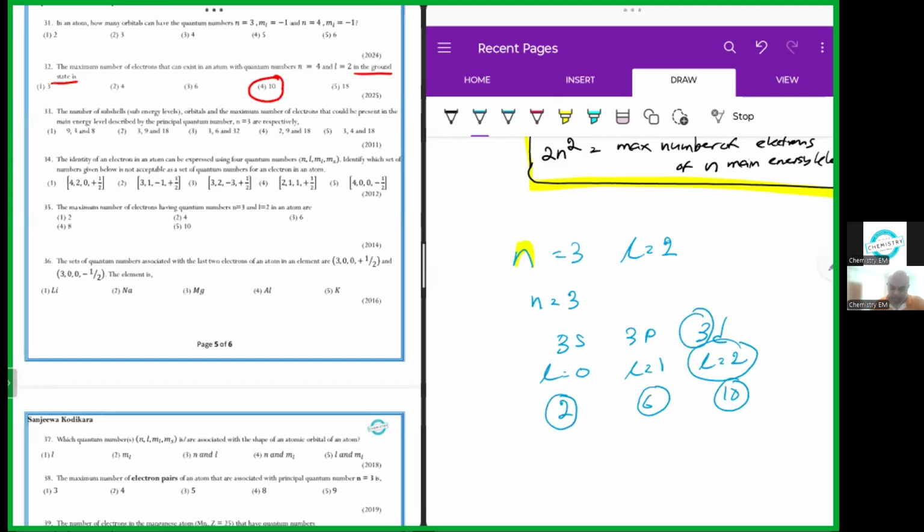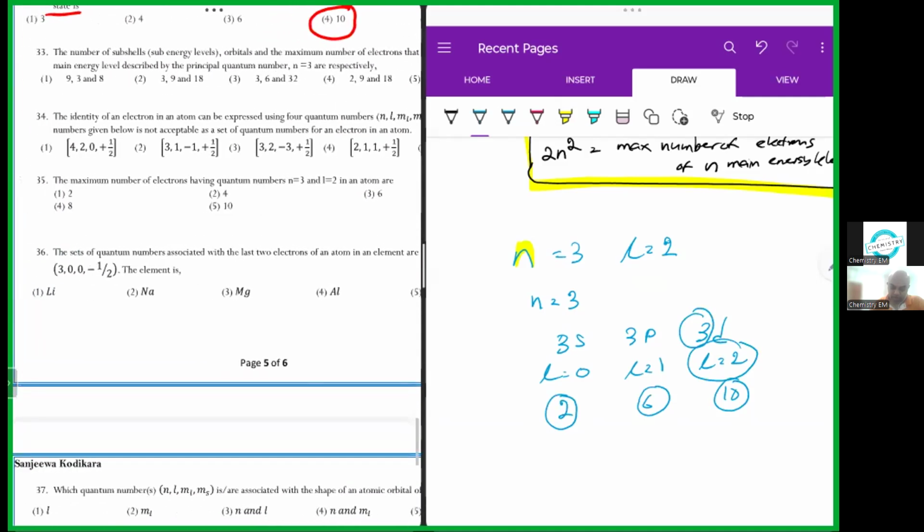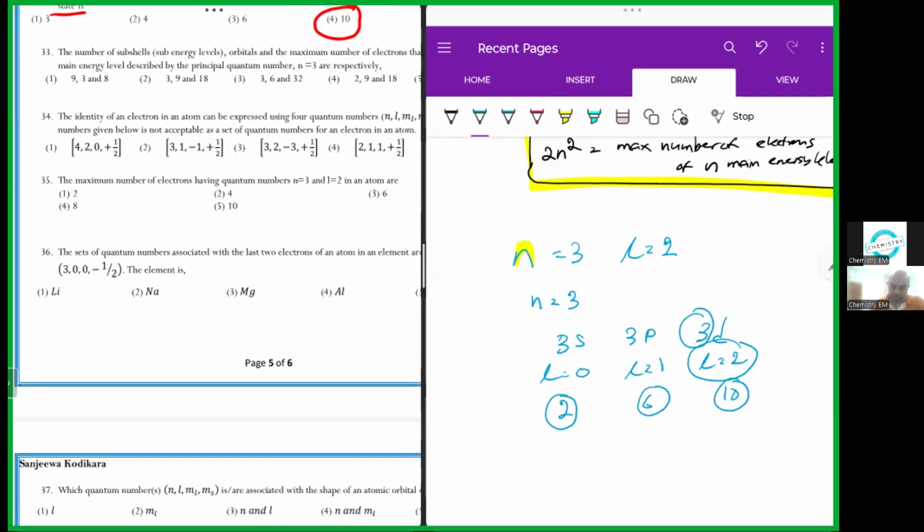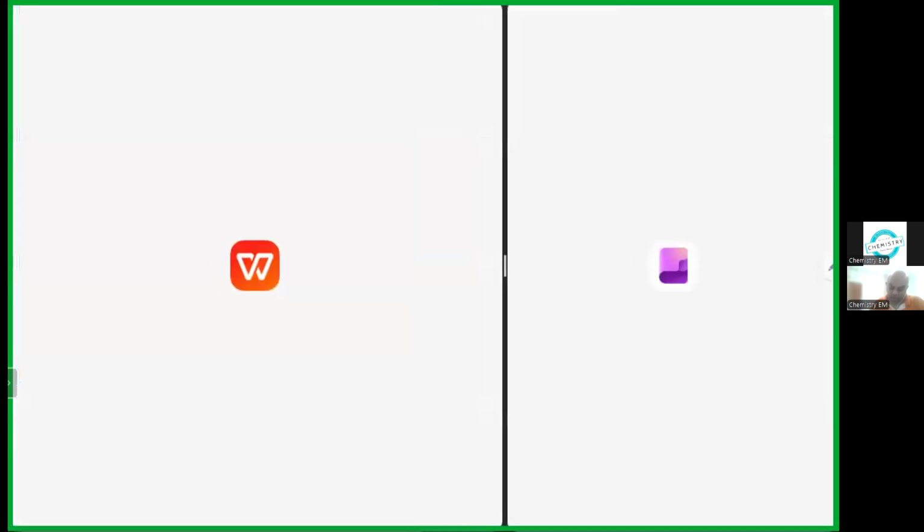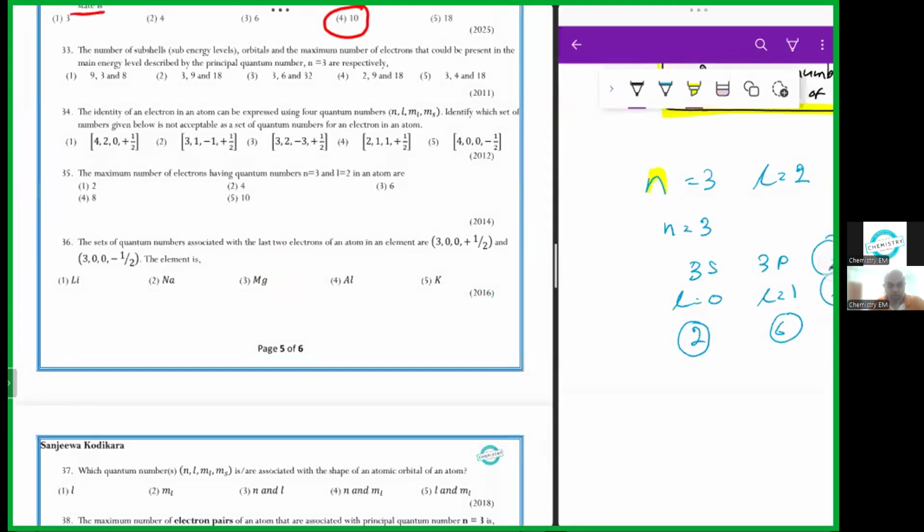So for this one, the answer is the fifth answer, right? The maximum number of electrons having quantum numbers N is equal to 3 and L is equal to 2 are 10. So the answer should be the fifth answer, right? Next one.